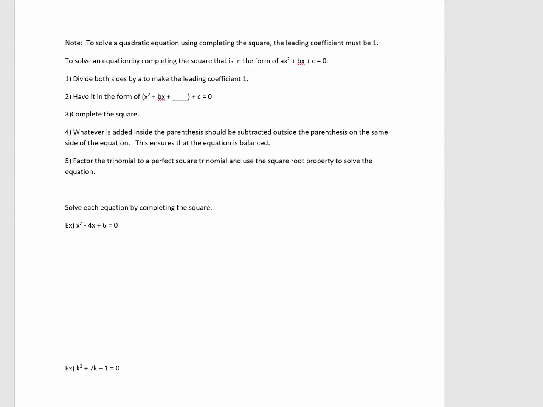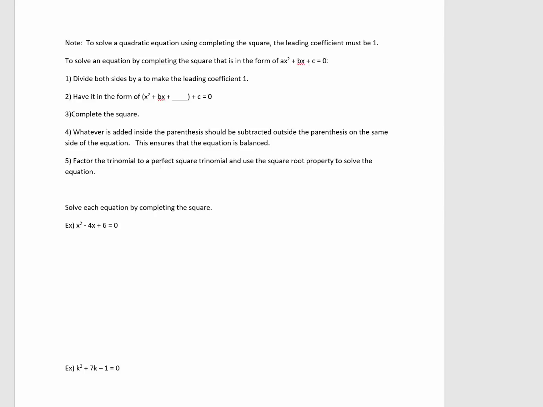In this video, we're going to continue our discussion with completing the square. Let's make a quick note then. To solve a quadratic equation using completing the square, the leading coefficient must be 1. To solve an equation by completing the square that is in the form of ax squared plus bx plus c equal to 0, divide both sides by a to make the leading coefficient 1, have it in the form of, and set that equal to 0.